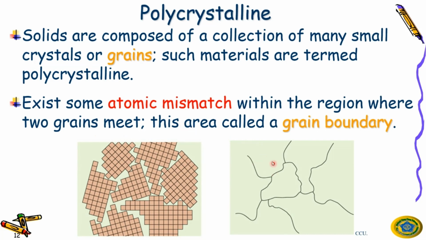Atomic mismatch means that you have a growth direction in this direction and a growth direction in this direction. So the direction of crystal growth is like this. For example, this is a growth direction, and this is a growth direction, and the directions are mismatched. So you have a grain boundary. If you have the same direction of growth, then that won't cause a polycrystal. That will cause what? A single crystal.